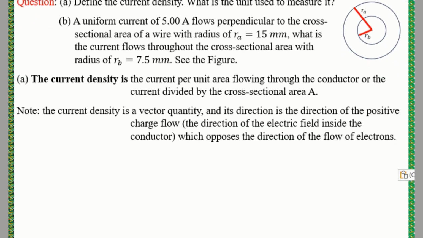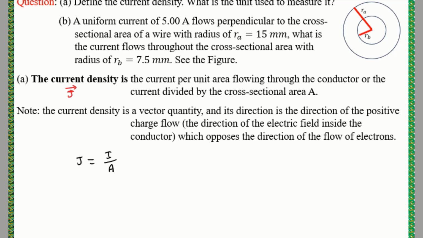According to this definition, we can put J, the current density, J equals I over A. The current density, symbolized as J, and it is a vector.